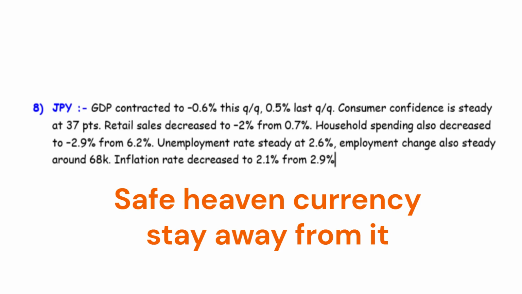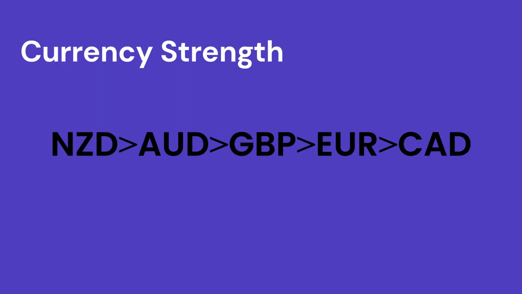As I told you, JPY is also considered a safe haven currency. So stop trading safe haven currency. Already it moved like anything. If you really want to trade CHF and JPY, then risk management is necessary. Now, when we see the currency strength, New Zealand will be the first, following Aussie dollar, following GBP, following Euro, following Canada.